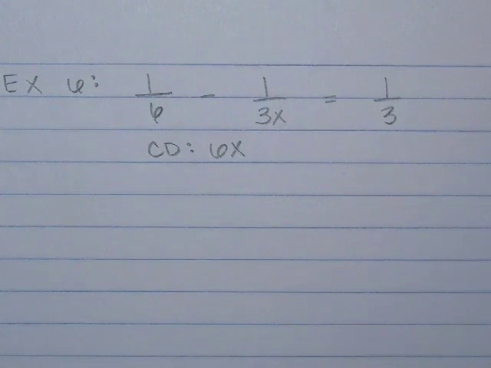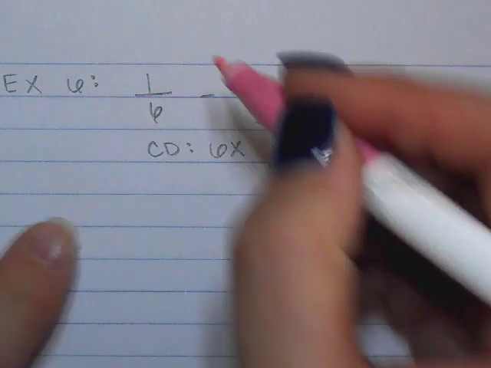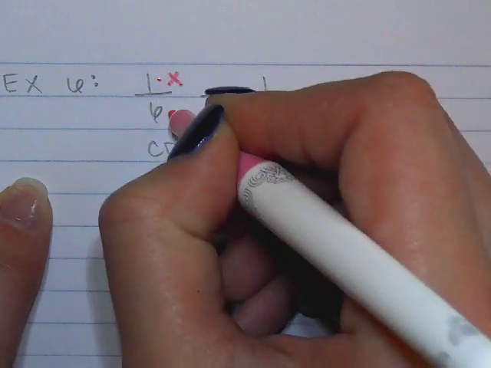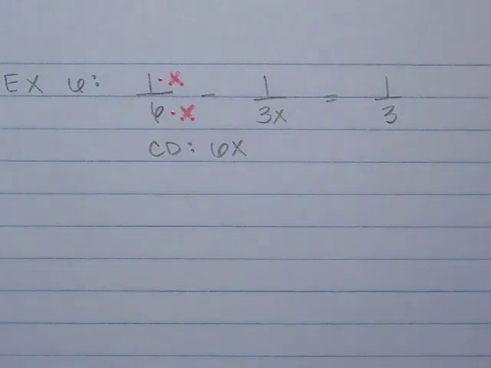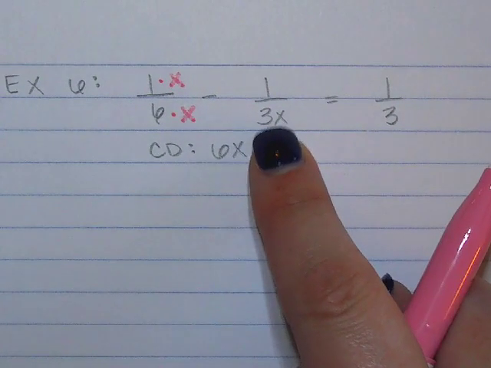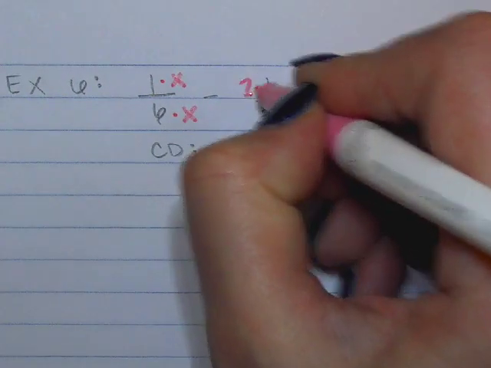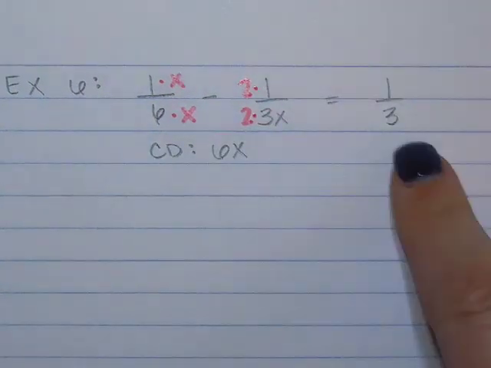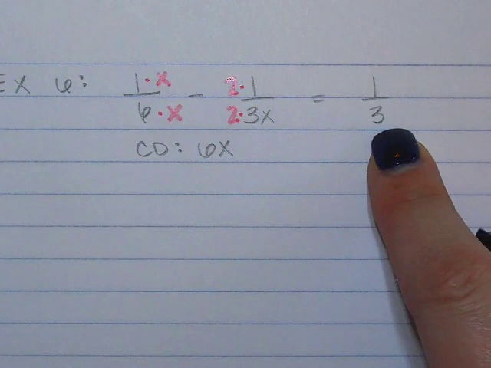All right, so what would we do to the first fraction? Yeah, so times x over x. What would we do to the second fraction? It would multiply by 2 because it's a 3 right now. So 2 over 2. What about the 3 on the end? 2x.